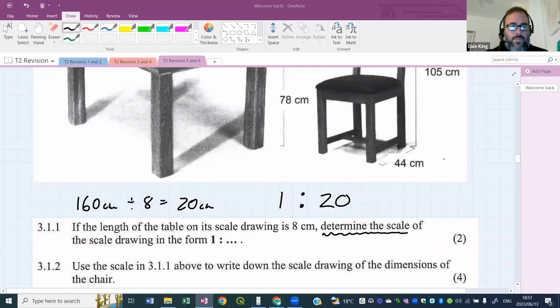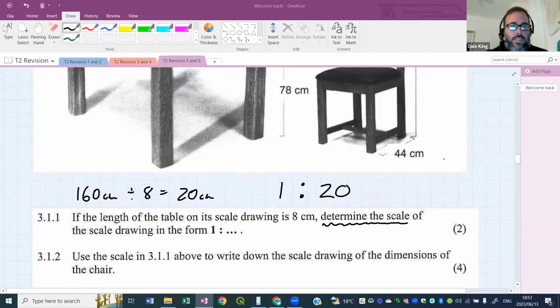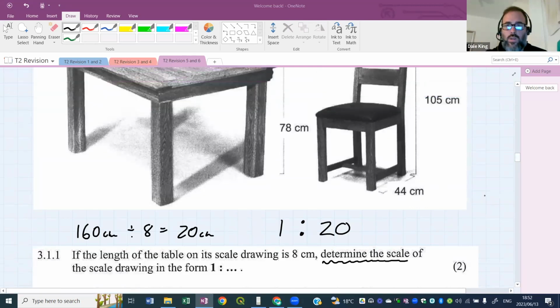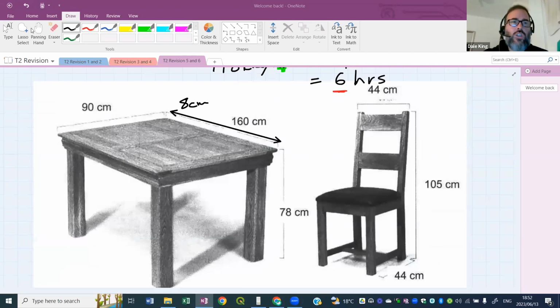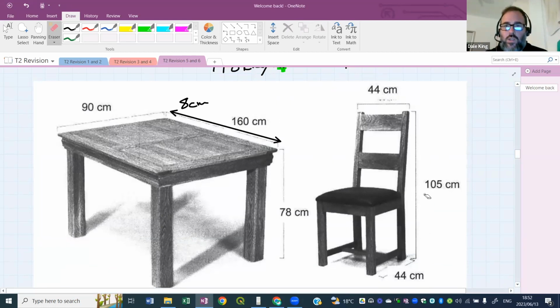What's next? Use the scale in 3.1.1 above to write down the scale drawing of the dimensions of the chair. So they want us to take the scale and use it to actually get a drawing dimension, not the real world dimension, a drawing dimension. So we're going to go to the chair and change all these dimensions to drawing centimeter dimensions, as if you had to measure the chair with a ruler.